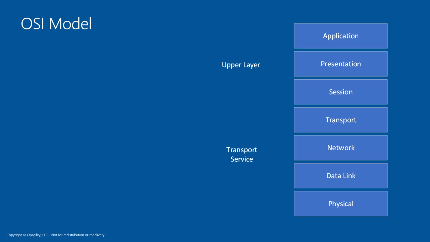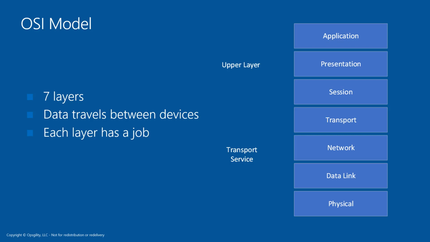We also see that the OSI model is split between the upper layer and the transport service. So there's 2 basic sections of our OSI model. The upper layer includes the application, presentation, and session, and the transport service includes transport through physical. There are 7 layers, as I mentioned, and the data travels between more than one device. And each one of these 7 layers has a job. So let's talk about what each one of those layers' jobs are.